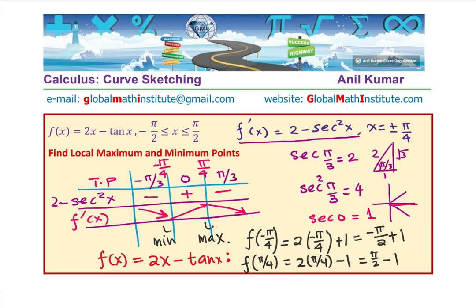Correct? You can always use a calculator to find these values. I'll leave them as such, okay? See, pi is 3.14. So dividing by 2 gives you more than 1, right? So this value, you can see, is greater than 0, and this value is less than 0. Is it okay? Perfect. And they are symmetric. Now, let us analyze the second derivative.